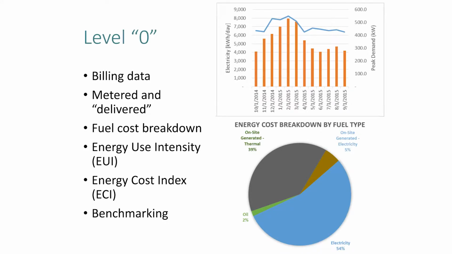Okay, starting with level 0. This is the prerequisites for a level 1 audit. That hasn't changed much. You need to present your billing data, and that includes metered and, quote, delivered energy. So if you get a coal shipment or a propane delivery, you have to report that. You have to break down the costs of fuels in some kind of a pie chart or table. You have to report the energy use intensity and the energy cost index, and I'll go into some details on that. And you have to do some benchmarking. So you have to benchmark your site.